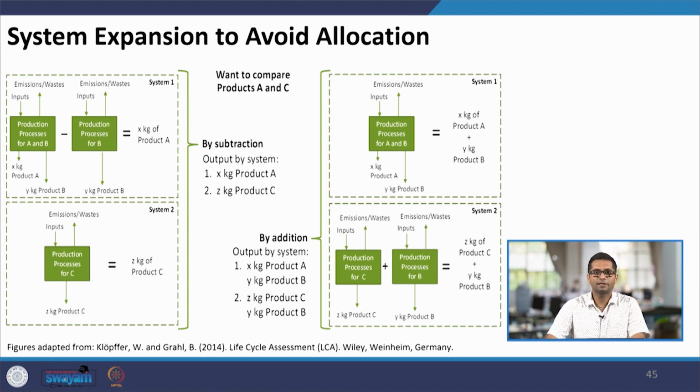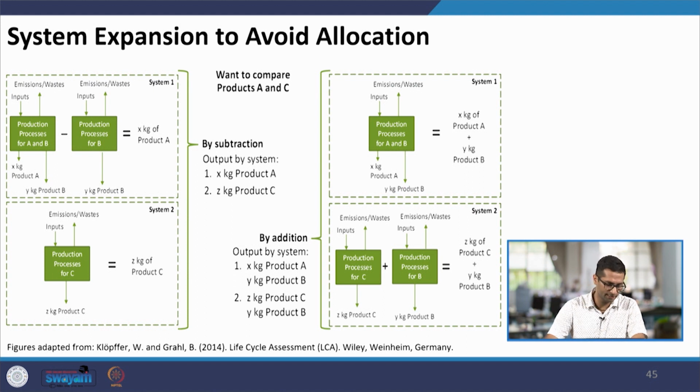So we would try to understand how the system expansion works in the form of addition and subtraction. We want to compare two processes. One system produces the product A, but it is also producing B in conjunction with A, and we want to compare this production of product A with the production of product C. So what we can do is, in the first case, compare the two products by system expansion by subtraction.